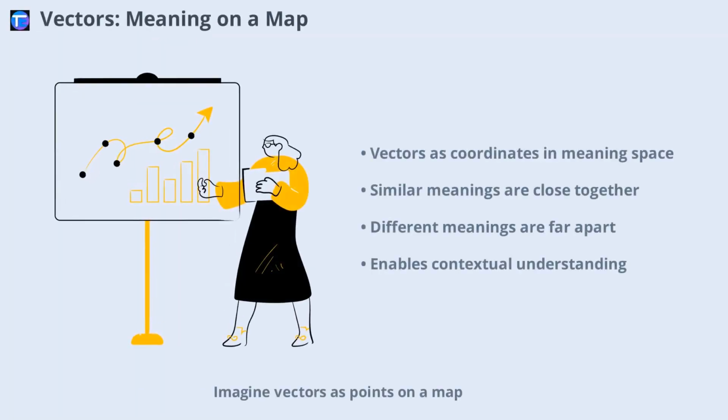Imagine vectors as points on a map. Just like New Delhi and Noida are close together, words with similar meanings have vectors that are close in this meaning space. Meanwhile, words with different meanings are far apart like New Delhi and Mumbai. This mapping allows computers to measure how similar two pieces of data are, not just by their spelling, but by their underlying meaning. It's a powerful shift that lets machines understand context, relationships, and even subtle nuances in language, making search results much more relevant and human-like.